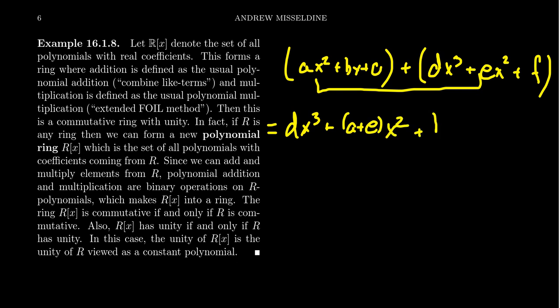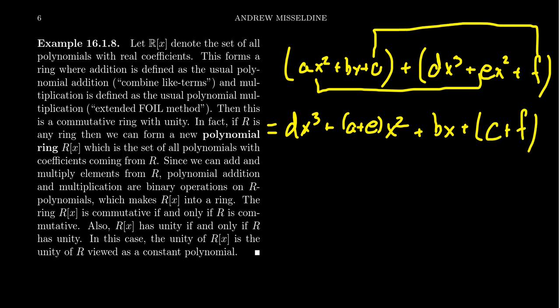You're going to get a bx. And then there are two constants in play here. You have c and f right here. You get c plus f. In this situation, we're assuming a, b, c, d, e, and f all belong to our ring. So when you combine like terms, the only thing that matters is that you can add together the coefficients.